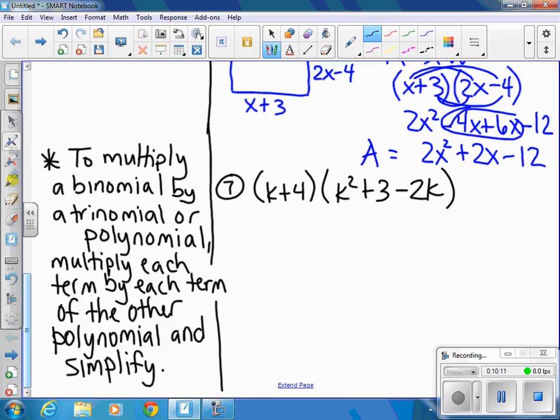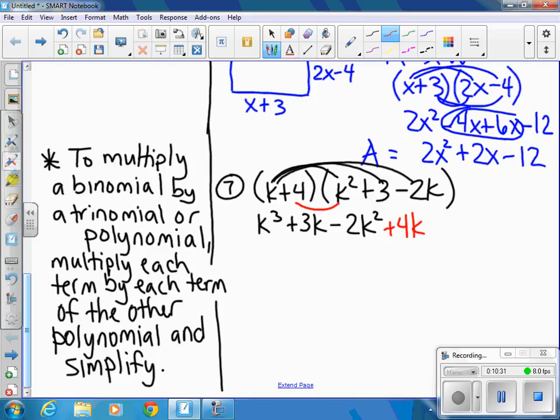Right? So I'll switch colors, that way you can see what I'm doing. If I take k times k squared, I get k to the third power. K times 3 gives me plus 3k. K times negative 2k gives me negative 2k squared. All right, so I'm done with the k, but now I've got to come back and get the 4 and distribute it to everybody. So 4 times k squared is 4k squared. 4 times 3 is positive 12, and 4 times negative 2k is negative 8k.